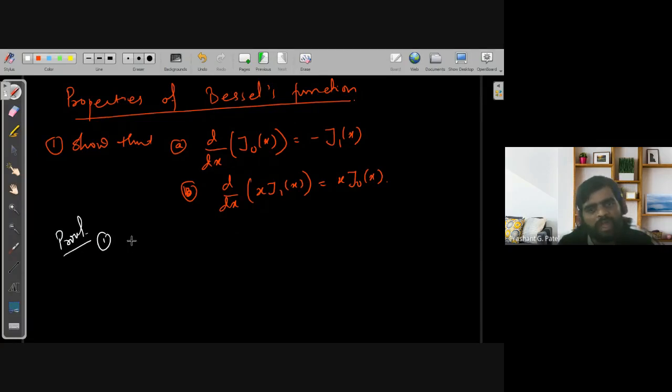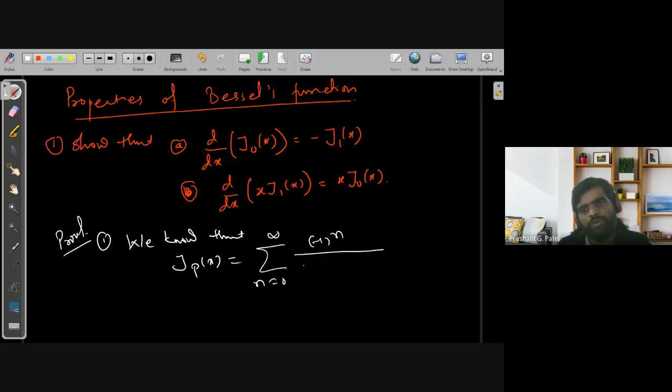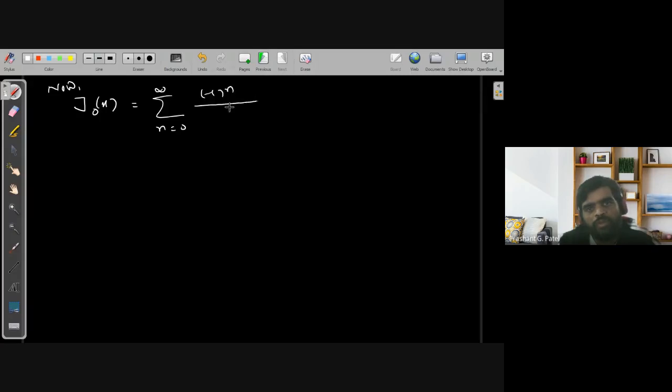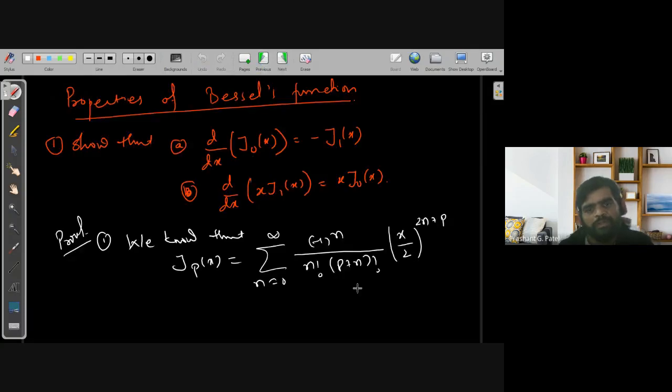In the first statement, we know that Jp of x, the Bessel's function, is summation n running from 0 to infinity, minus 1 raised to n upon n factorial into (p plus n) factorial, (x by 2) power 2n plus p. Now if I want to calculate d by dx of J0 of x, I need to substitute p equal to 0 into this series. That means J0 of x equals summation n running from 0 to infinity, minus 1 raised to n upon n factorial into n factorial, (x by 2) power 2n.